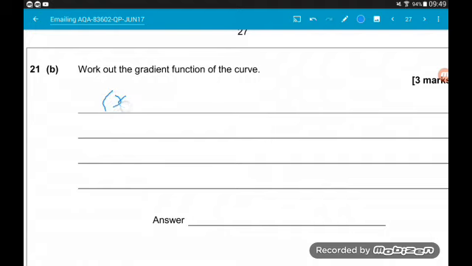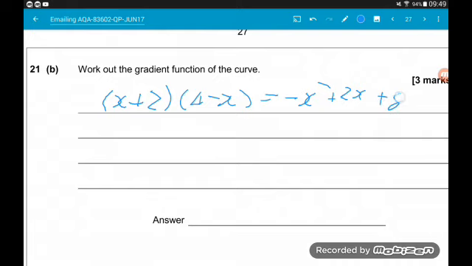So we've got (x plus 2) times (4 minus x). If we expand that out, we are going to get minus x squared. We're going to get minus x times positive 2, which is minus 2x. And we're going to get x times 4, which is positive 4x. So we're going to get plus 2x. And then we're going to get 2 times 4 at the end, which is 8. So that's our function y.